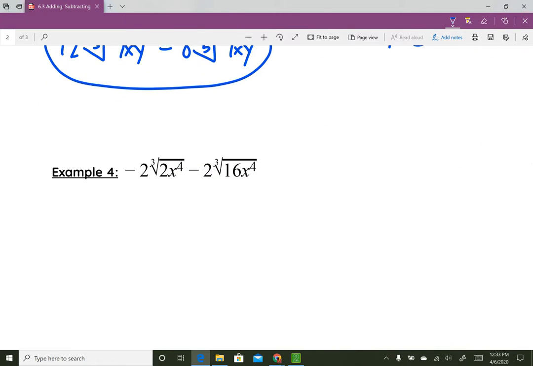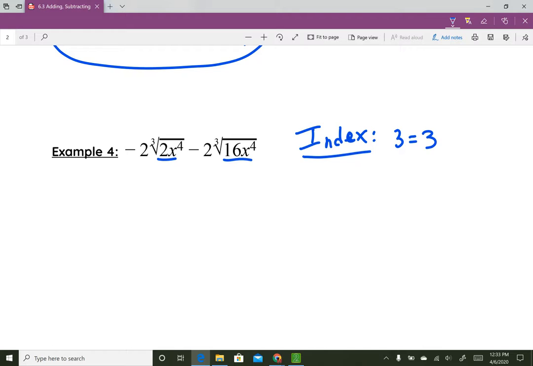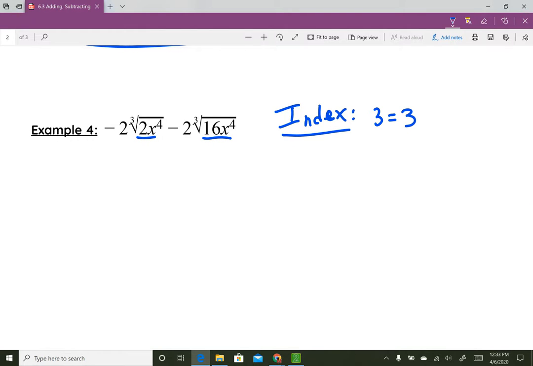All right, let's take a look at example 4. So right off the bat, what am I seeing? Well, first thing I'm seeing is I notice that the indexes are the same. The second thing I'm seeing is that the radicands are not the same, right? This is 2x to the fourth. This is 16x to the fourth. But remember, what's rule number 1? Simplify if you can. So let's just split this up into 2 different segments here.